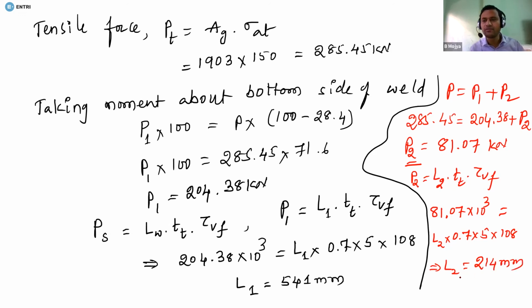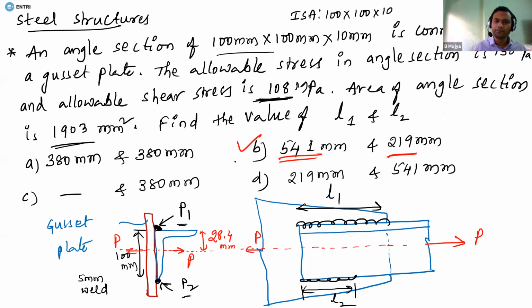L2 we are getting approximately 214 millimeters and L1 we got 541 millimeters. Let me check L1. Yes, it is okay. This value is 540.68, so that is the reason I am taking 541. And this one we are getting 214. As per the options, we can approximate it to 219 millimeters. So we can choose option B.